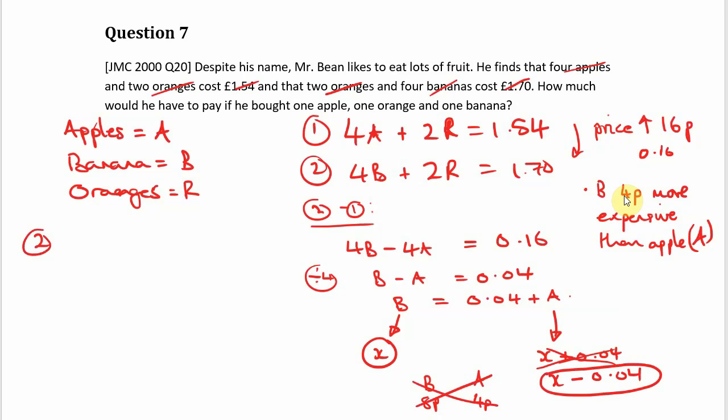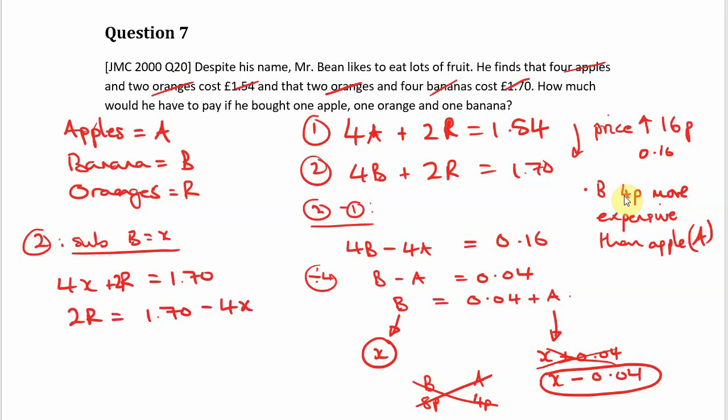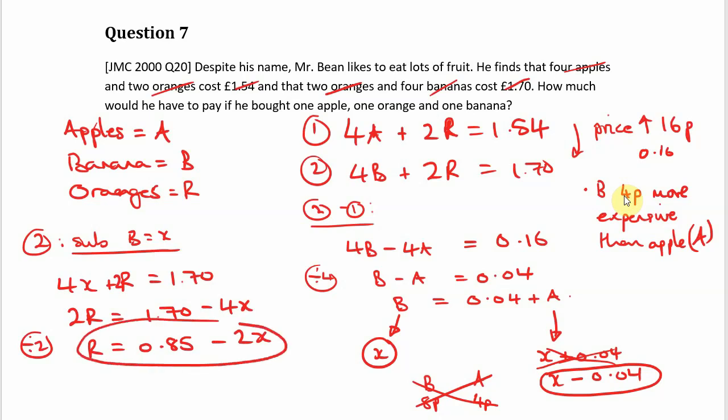So I'm going to go back to equation 2. So I'm going to sub that b equals x in there. So 4x plus 2r equals 1.70. So 2r equals £1.70, subtract 4x, and then I'm going to divide by 2 to get r equals to this. So that is my value of r. It's 85 pence minus the cost of 2 bananas. That's what that means.